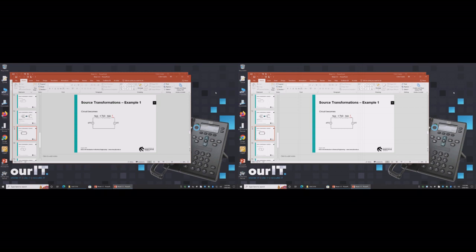Because if you think what 2 branches in parallel looks like, it's R1 times R2 divided by R1 plus R2. Then you come along and you divide by R1, so you get that.